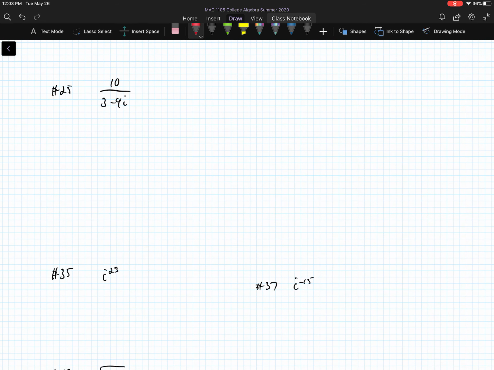Now here, when we have a fraction, we want to multiply by the conjugate. So the conjugate of the denominator is 3 plus 4i. So I'm going to multiply the top by 3 plus 4i and the denominator by 3 plus 4i. So this becomes 10 times 3 plus 4i. And I'm going to show you what happens. Why do we multiply it by the conjugate? The reason we do it is because we end up with a real number.